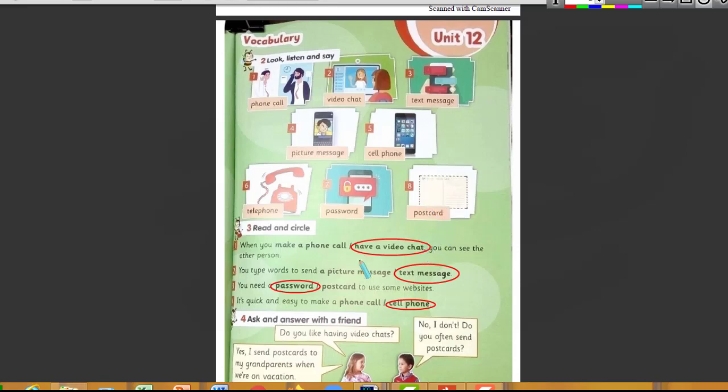Number 4. Ask and answer with your friend. It's a dialogue between two friends. Let's recognize this dialogue. Do you like having a video chat? The boy said, no, I don't. Do you often send postcards? Yes, I send postcards to my grandparents when we are on vacation. Okay, this is our dialogue. Turn over the page.